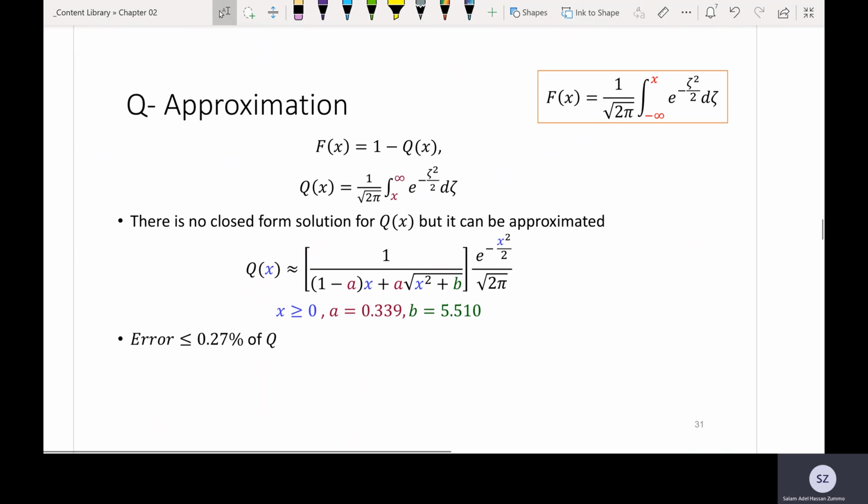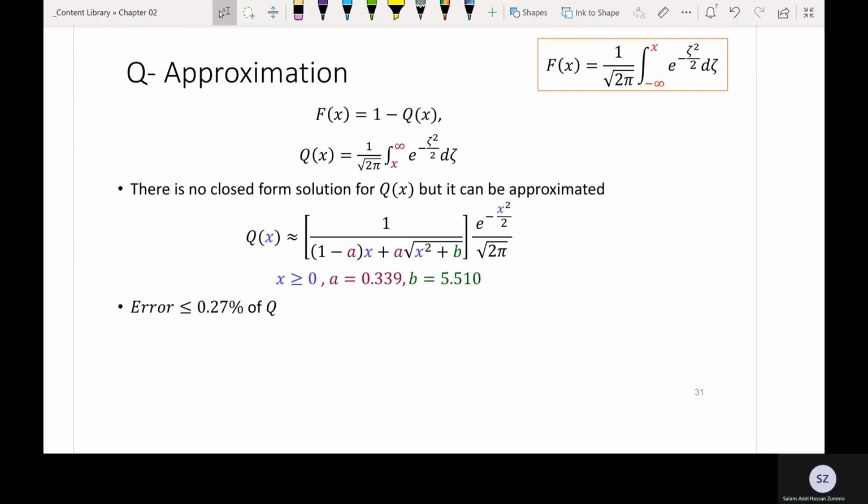Okay. Now you can see that you need a table, right? Well, sometimes you don't have a table. So there are some approximations. And this is what we call the Q approximation. Q is another function. Remember this? This was the PDF. Then basically Fx of x was this. It's the area under the curve to the left of x.